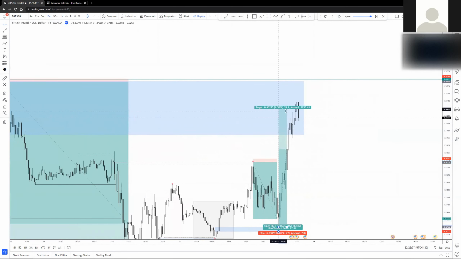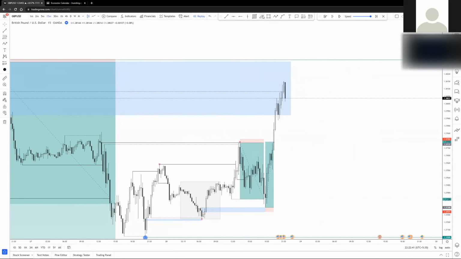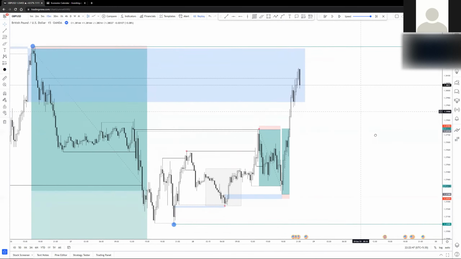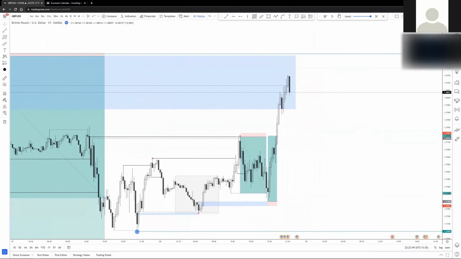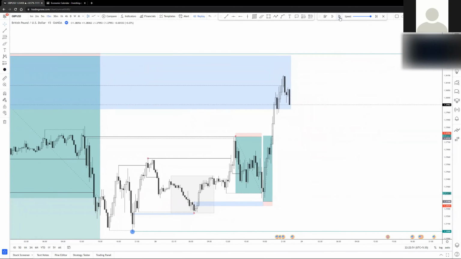You could have even held it until this. But if you're really unsure, you can just close it here. Because what if they tap here and then drop like this? That can happen anytime, because that's a premium price. So we do it, and then we are inside of a sell zone.